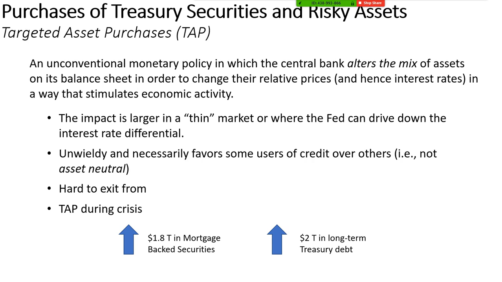So just to give you some sense of numbers, during and after the crisis, the scale of targeted asset purchases was large. 1.8 trillion was purchased in mortgage-backed securities, and 2 trillion was purchased in long-term Treasury debt. That was before and after the crisis in 2008. Currently, the scale of targeted asset purchases can technically be infinite, because it could be as large as the Fed's balance sheet, which is currently unlimited.